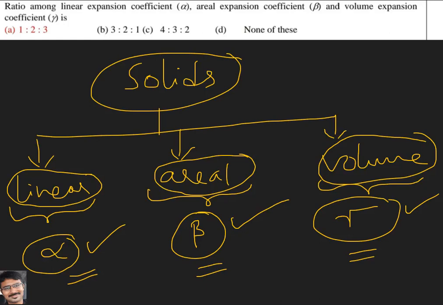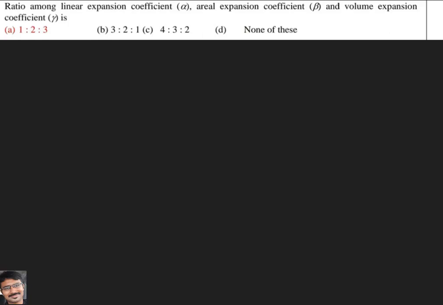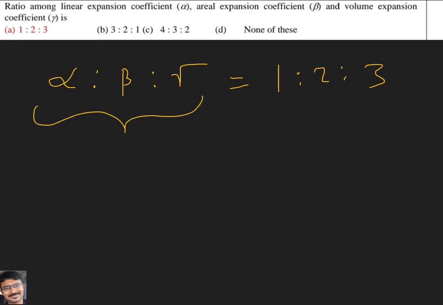Now here the question is, what is the relation between alpha, beta and gamma? First of all, what we know is alpha is to beta is to gamma is equal to 1 is to 2 is to 3. Actually we have the derivation also for this one, but for this problem I am not going to discuss the derivation. Simply the relation between alpha, beta, gamma is 1 is to 2 is to 3. It is a very direct simple problem.